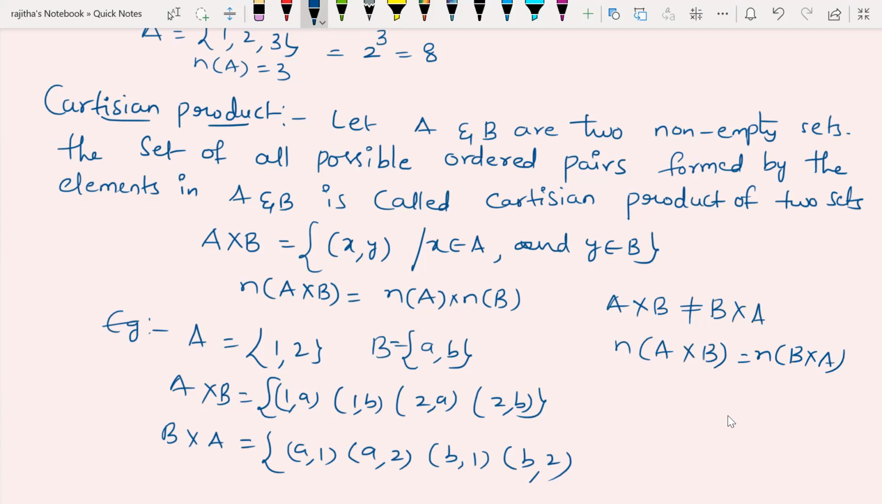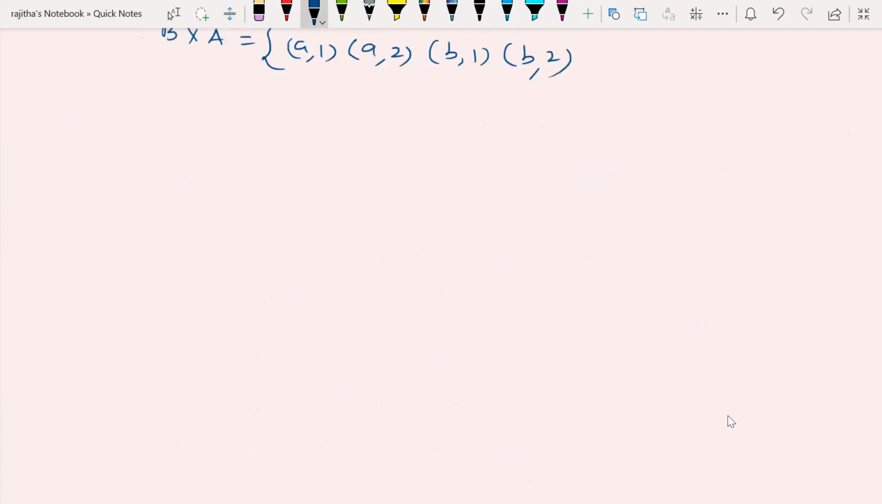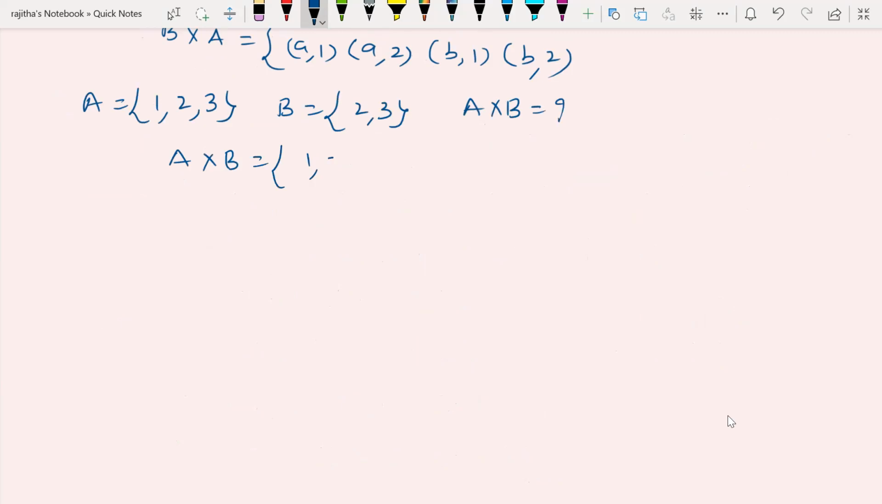Let us consider, for example, A is equal to the set {1, 2, 3} and B is equal to the set {2, 3}. You are asked to find A cross B. So A cross B is equal to (1, 2), (1, 3), (2, 2), (2, 3), (3, 2), (3, 3). So here is A cross B.